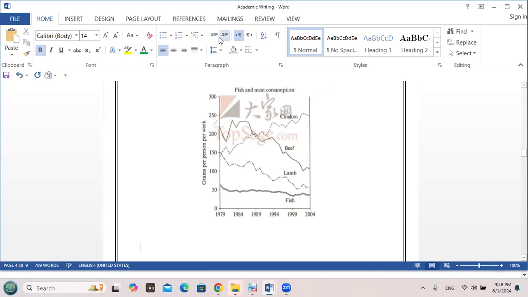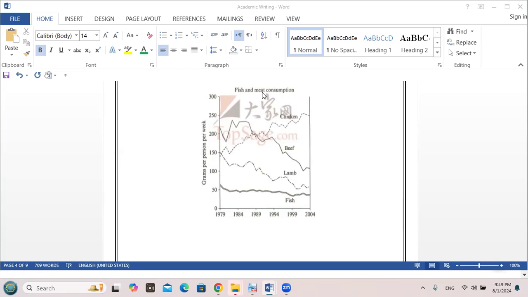What else here? Fish was the lowest. Yes, very good. Chicken was not the highest all the time. Remember, chicken started to be the highest only here. Beef used to be the highest, and then chicken. Chicken was the highest in 2004 only. Before that, you can never say that chicken was always the highest, because it wasn't like that. It doesn't hold true concerning the whole period.